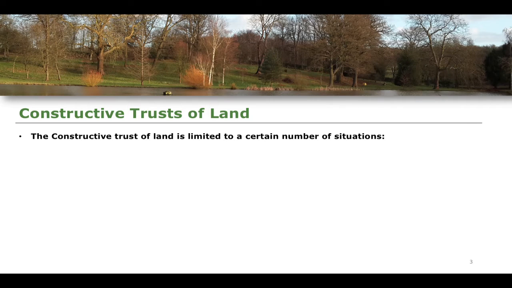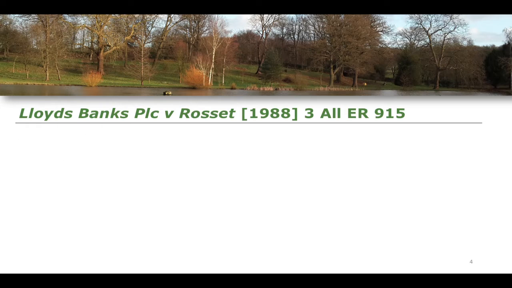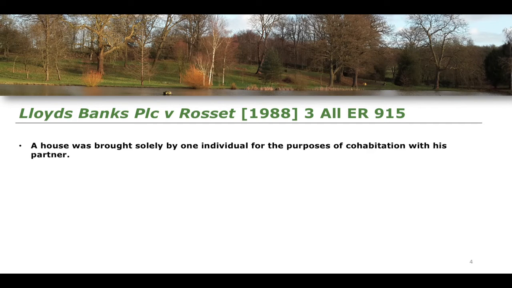Well, they are firstly limited to a number of situations. And we can see why this is the case in the case of Lloyds Bank PLC v Rosset. This is essentially the case that we're going to use to illustrate what a constructive trust of land is and how it operates. It is a case from 1988, in which a house is bought solely by one individual for the purposes of cohabitation with his partner.